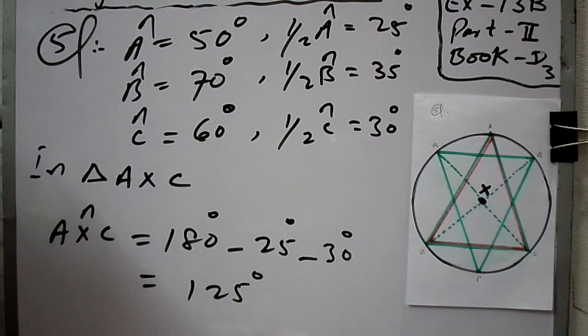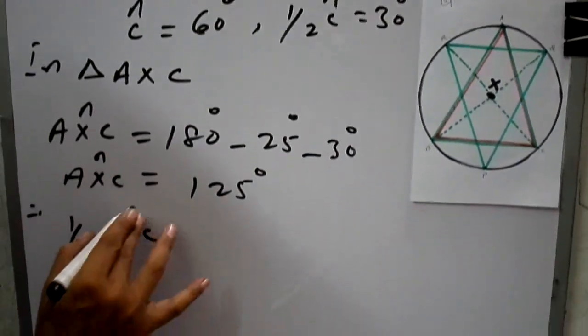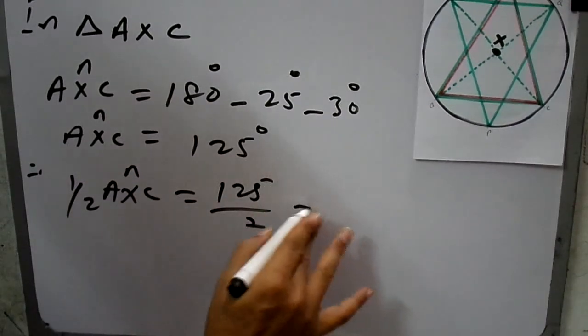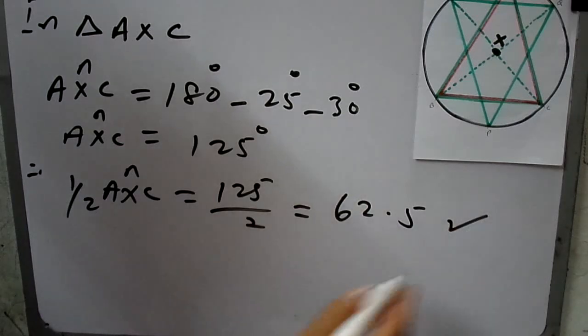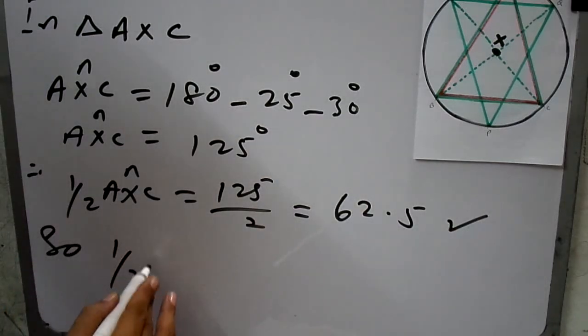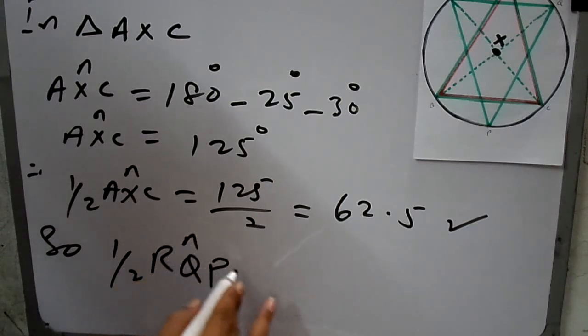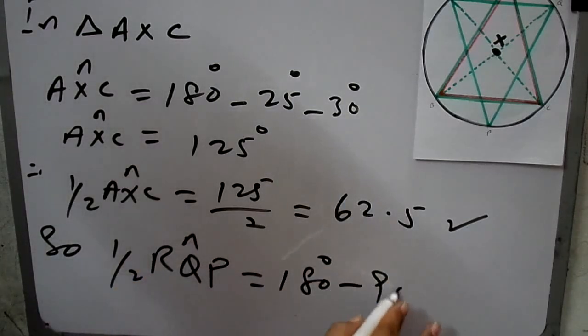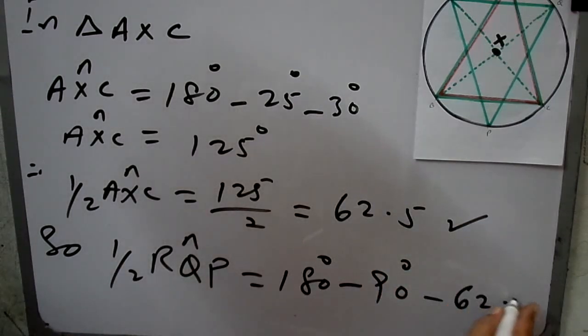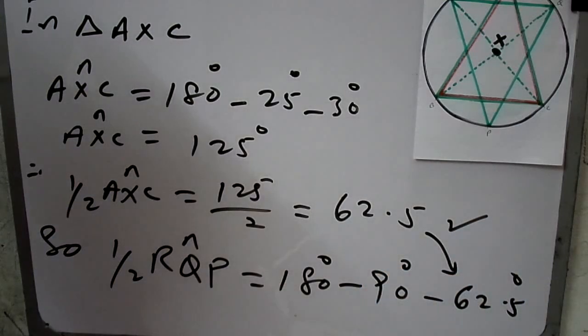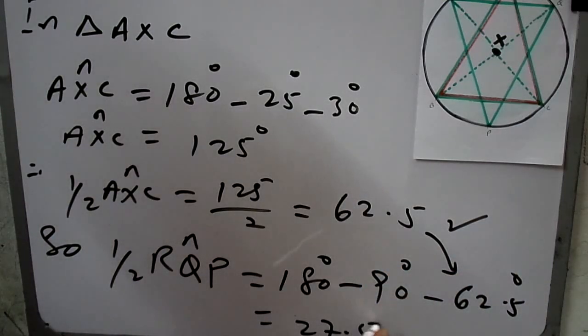Similarly, 120. So we need the half of AXC. Therefore half AXC is equal to 125 divided by 2, so you will get 62.5. Similarly, half RQP is equal to 180 minus 90 degrees minus 62.5 degrees, which we have just calculated, so that is equal to 27.5 degrees.